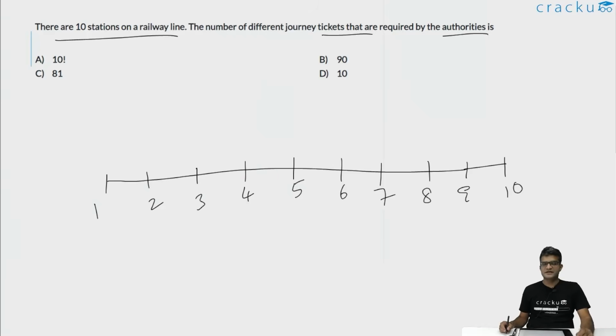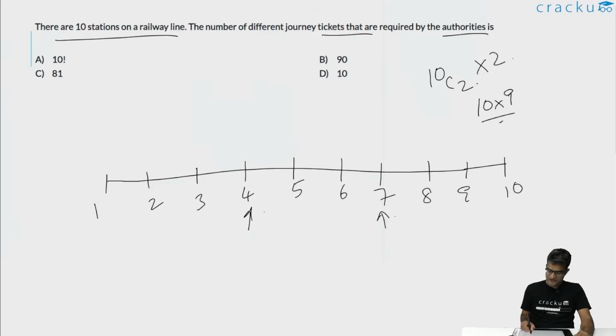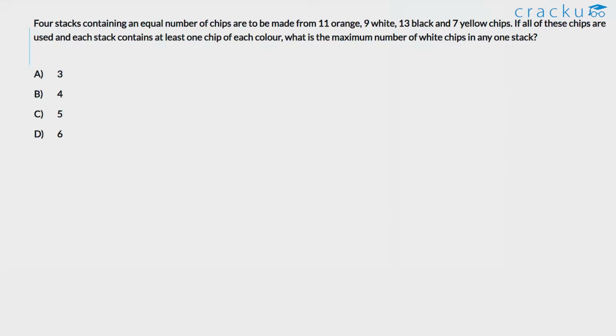Out of these 10 stations, we can pick 2 stations in 10C2 ways. Suppose a person is going from the 4th station to the 7th station, but he can also come from the 7th station to the 4th station. So after picking the 2 stations, we can also pick where he is going to and where he is coming back from in 2 ways. So the total number of tickets that they need to punch will be 10C2 into 2, which is 10 into 9 divided by 2 into 2. This is equal to 90. So the answer for this question is option B.